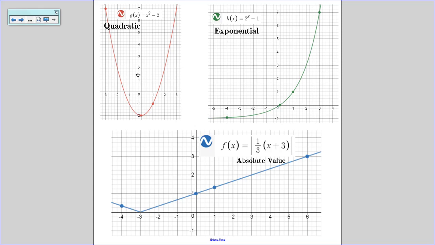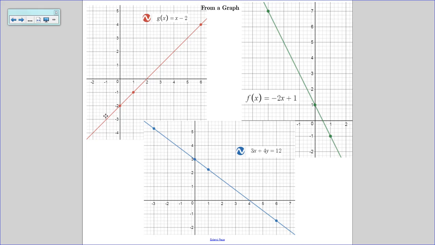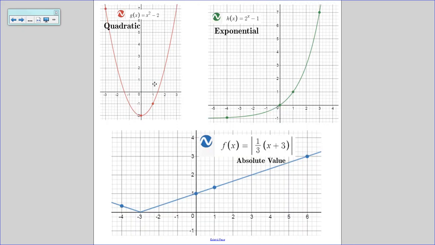So the red one is called quadratic. We can see its equation has an x squared in it, and we can see that it has a vertex at (0, -2), and that's where the graph turns around and goes from decreasing to increasing. Linear functions are always increasing or decreasing. They never change directions.